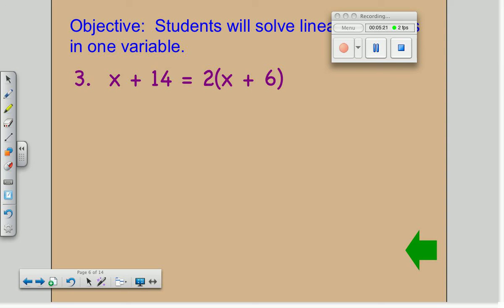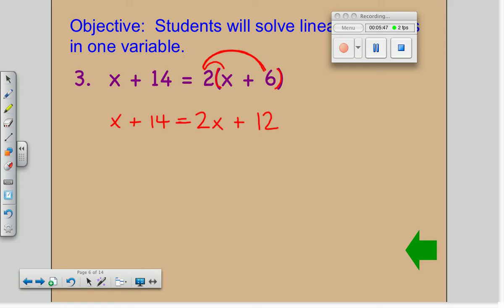Distributive property first. So I have x plus 14 over here. I can see that I need to use distributive property here. I have parentheses that tell me I have to distribute what's out of the parentheses to what's in the parentheses. Using multiplication, 2 times x is 2x. 2 times 6 is 12.